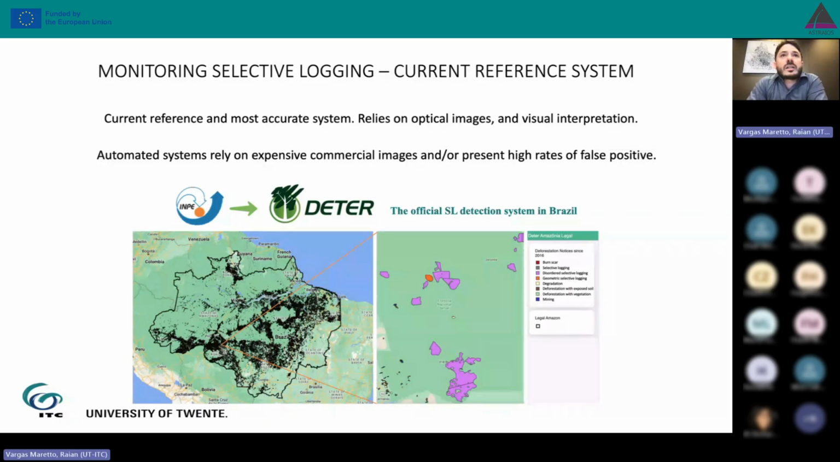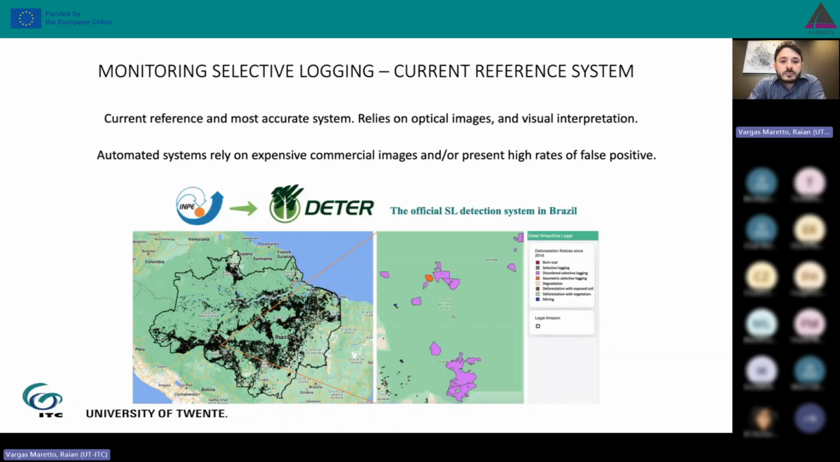And since it needs to have near real-time detection and produce fast alerts, it relies mostly on MODIS, CBERS, and Amazonia 1 satellites. CBERS and Amazonia 1 have a resolution of 64 and 54 meters spatial resolution, the AWFI sensor, and MODIS is above 200 meters. So that also generates a bit of a limitation for selective logging.